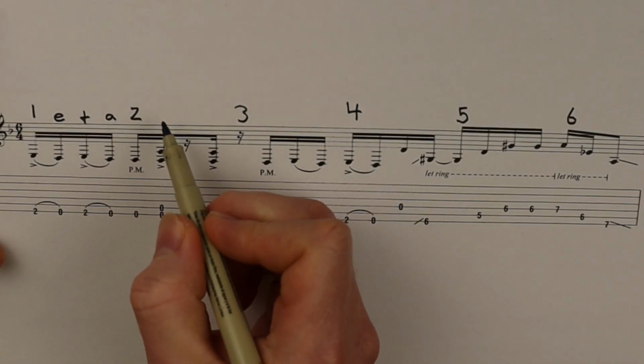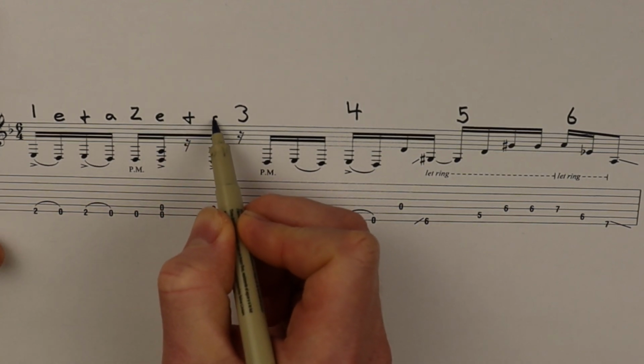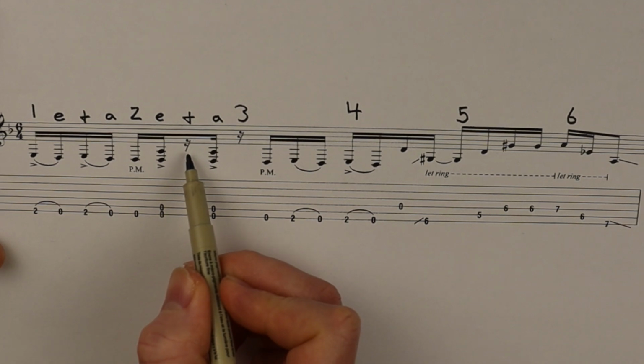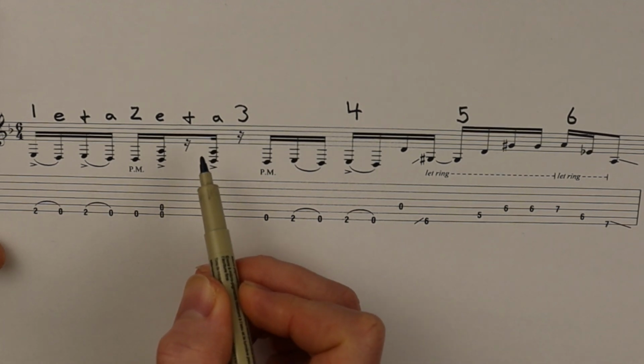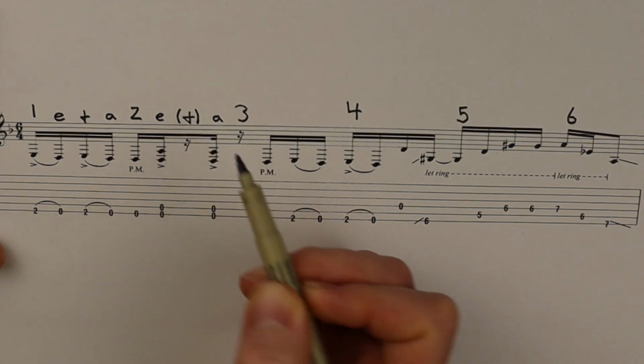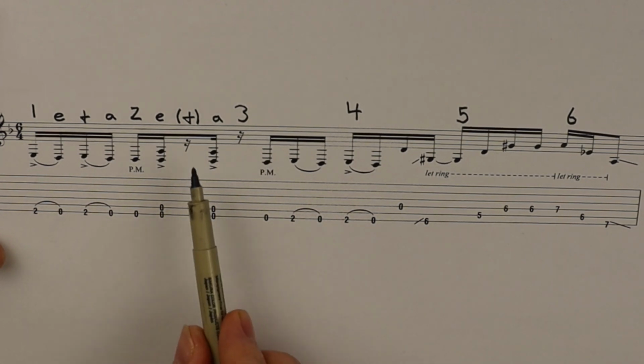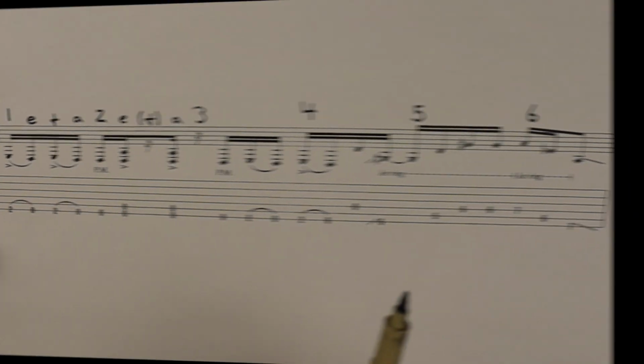Beat 2, we have 2 E and A. But we can see here that the and of beat 2 is a rest. So I'm going to put that in parentheses since we're not picking anything, but we do still want to keep in mind where that rest falls. Alright, beat 2 is going to sound like this. 2 E rest A.